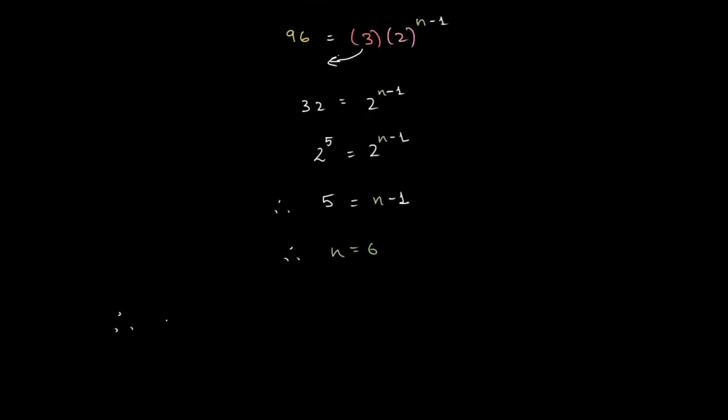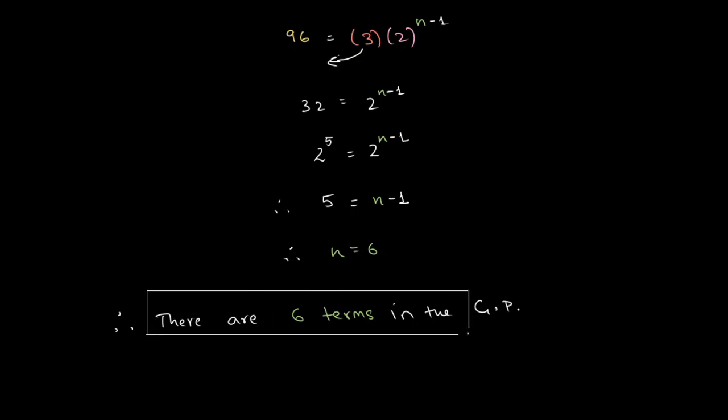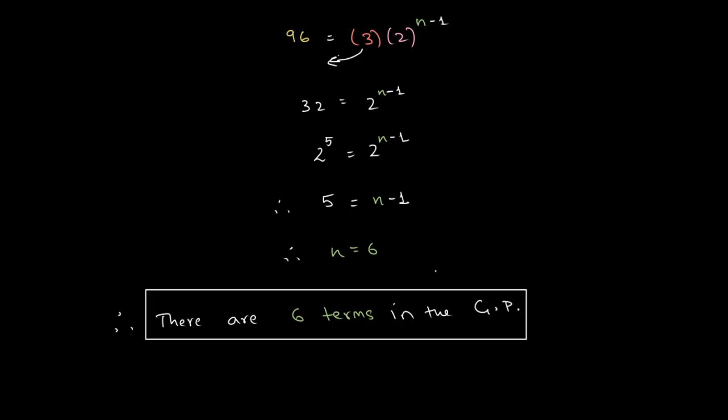So therefore there are 6 terms in the geometric progression. This is my final answer, which I will put in a final answer rectangle.